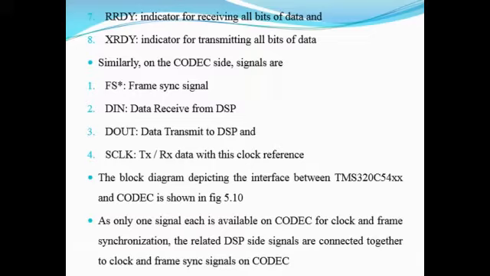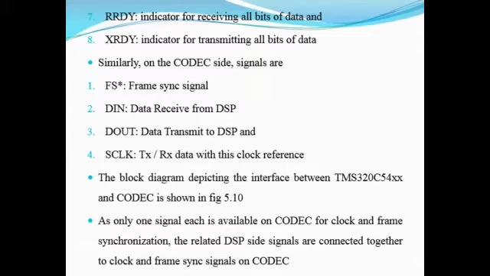And D out is data transmitted to the DSP. Then SCLK is nothing but the clock reference with which we transmit or receive the data. So this is what we consider as SCLK. We are going to transmit or receive the data with this clock reference, so transmitter or receiver data with this clock reference.